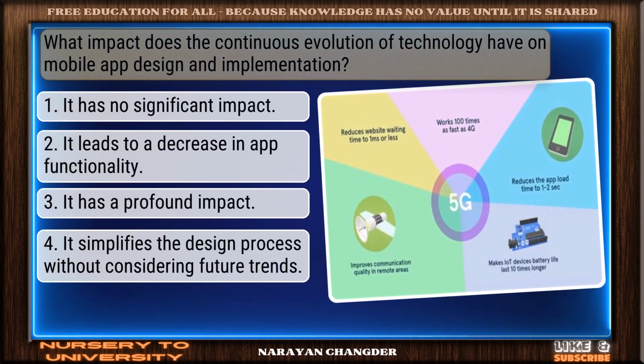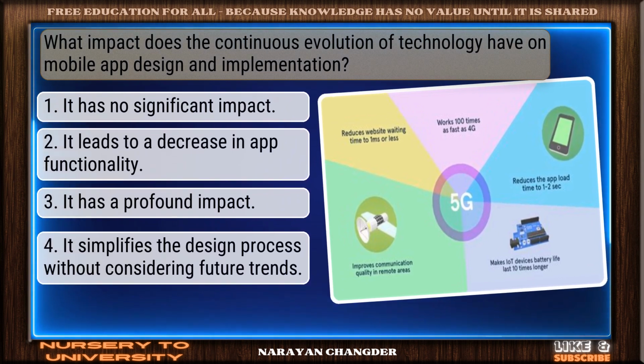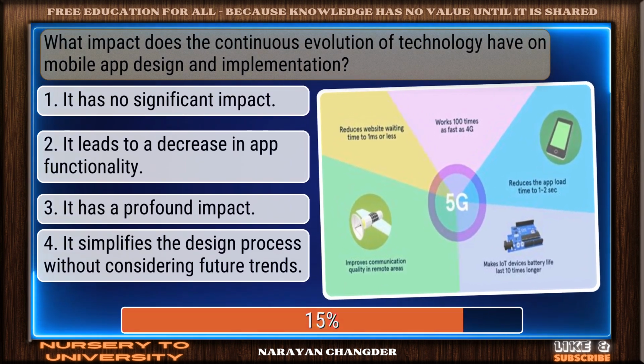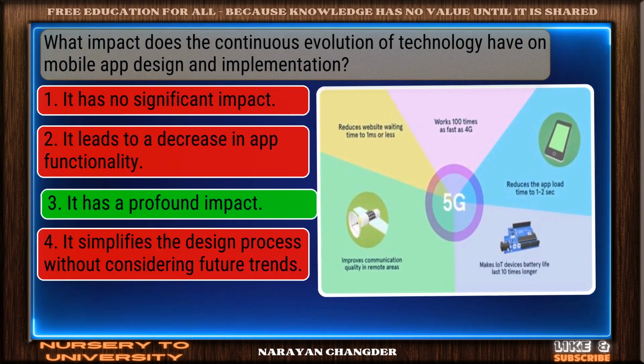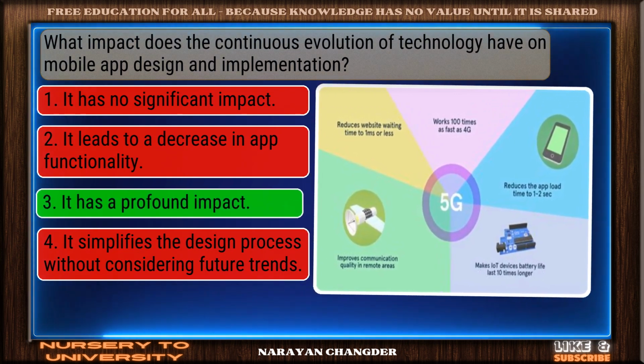Question number 17. What impact does the continuous evolution of technology have on mobile app design and implementation? Nice selection. It has a profound impact is the correct and valid answer.